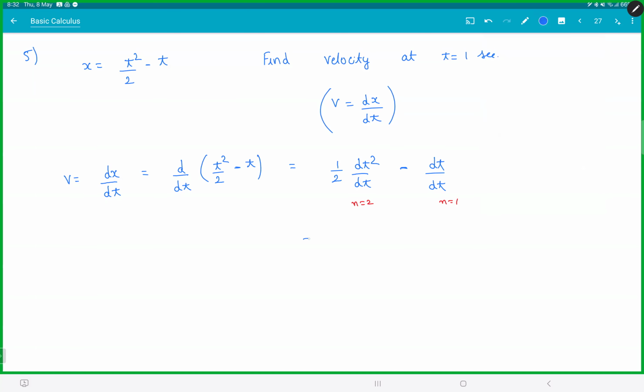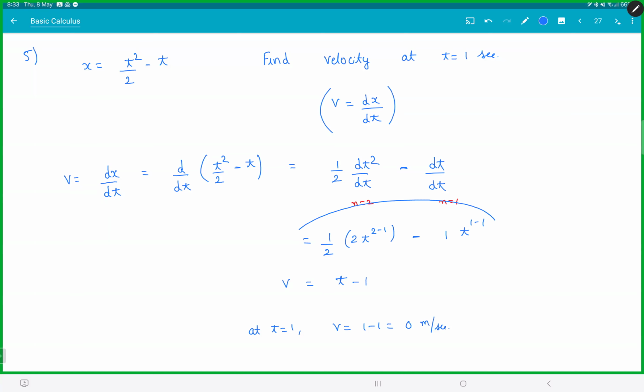So what is the formula? Half into 2 into t power 2 minus 1, minus this is 1 into t power 1 minus 1. This is t minus 1. This is your velocity. Now you are asking what is the velocity at t is equal to 1 second. So at t is equal to 1, velocity will be 1 minus 1, which is 0. Is this clear, everyone?